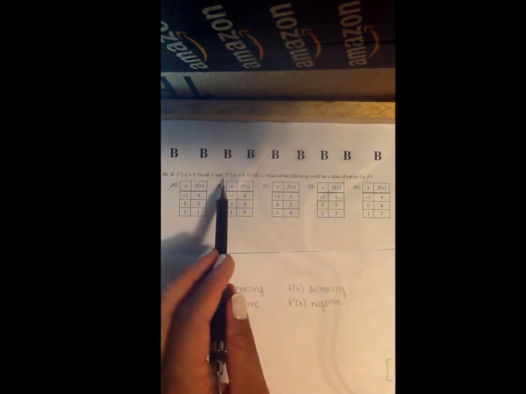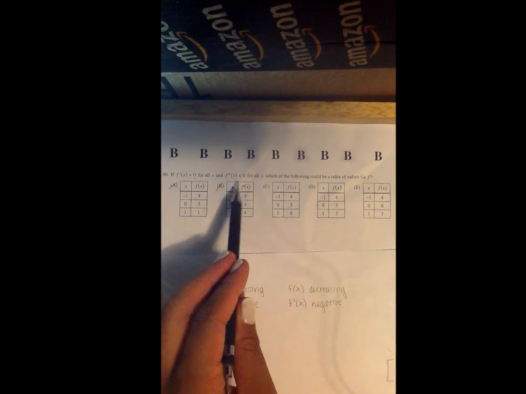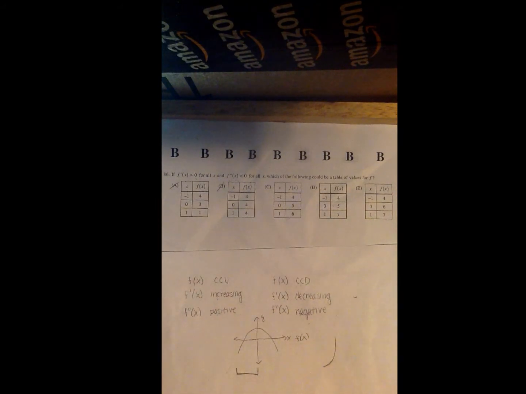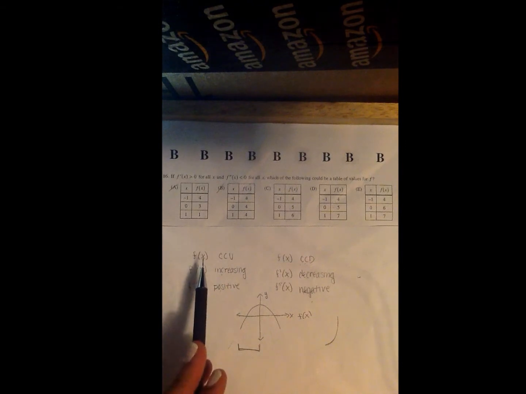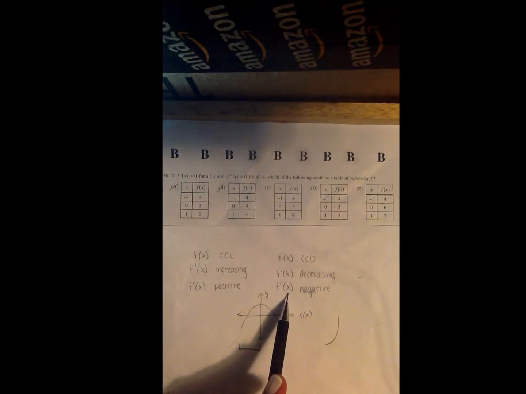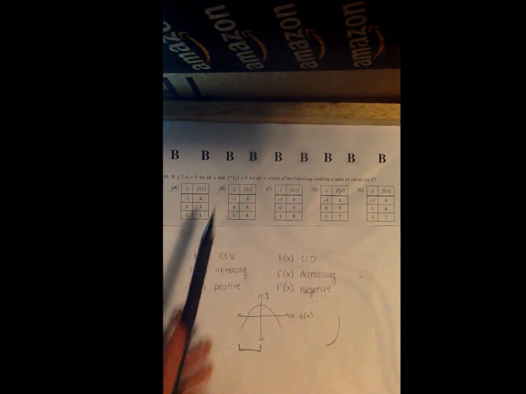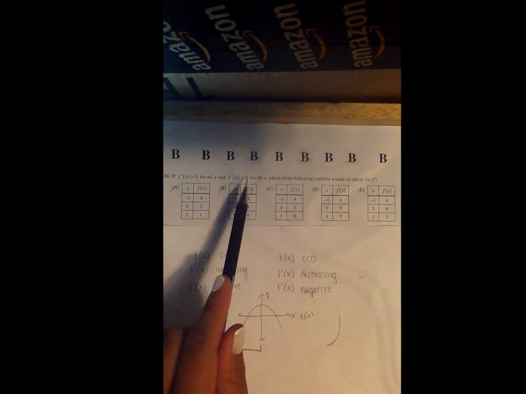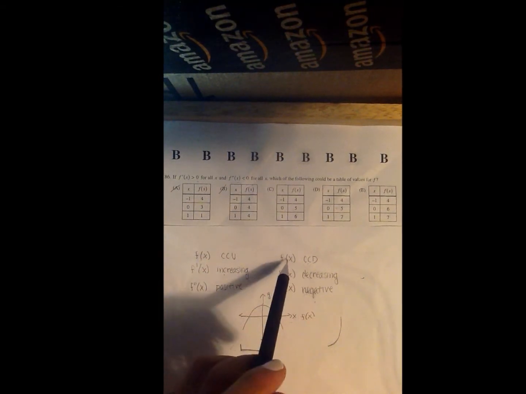The next point is that f double prime of x is less than 0. So, again, if we remember correctly, when f double prime of x is positive, f of x is concave up. And when f double prime of x is negative, f of x is concave down. So, when f double prime of x is less than 0, f double prime of x is negative. This means f of x is concave down.